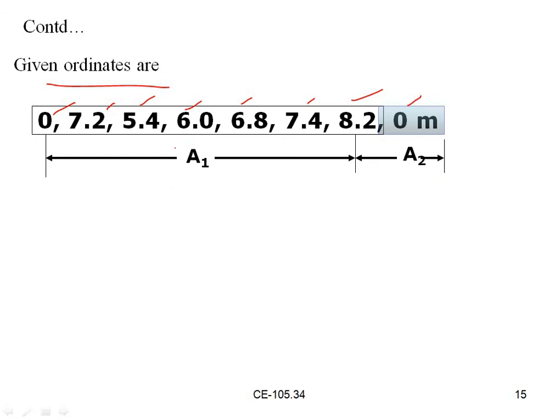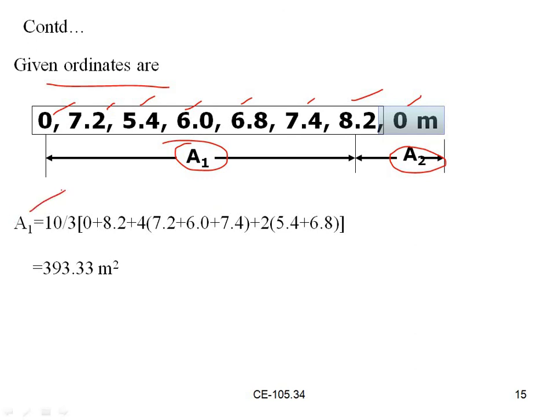So up to here this is A1, and then A2. A1 is equal to 10 by 3 into first ordinate 0 plus last ordinate 8.2, plus 4 into the even ordinates 7.2 plus 6.0 plus 7.4, plus 2 into the odd ordinates, that is 5.4 plus 6.8. That is equal to 393.33 meters square. So this is the area 1.